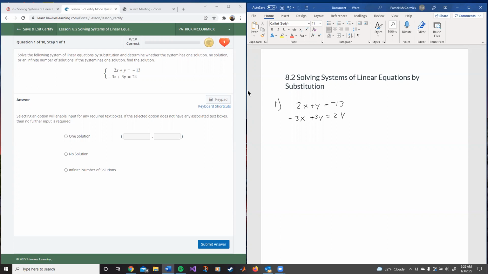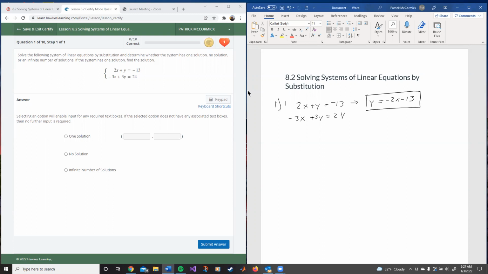All right, so we're going to use substitution. So you have an option here. You look at both these equations first and pick the one that's easiest to solve for either variable. If you notice this bottom one, I got 3x, 3y. I don't want to do that. This top one, I have a y by itself. So I can solve this top equation for y rather easily by subtracting the 2x. So y equals negative 2x minus 13. So right there is my substitution.